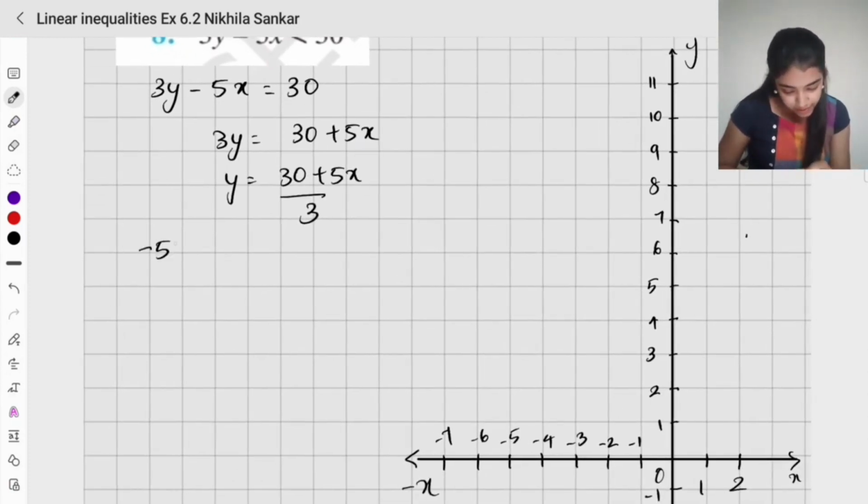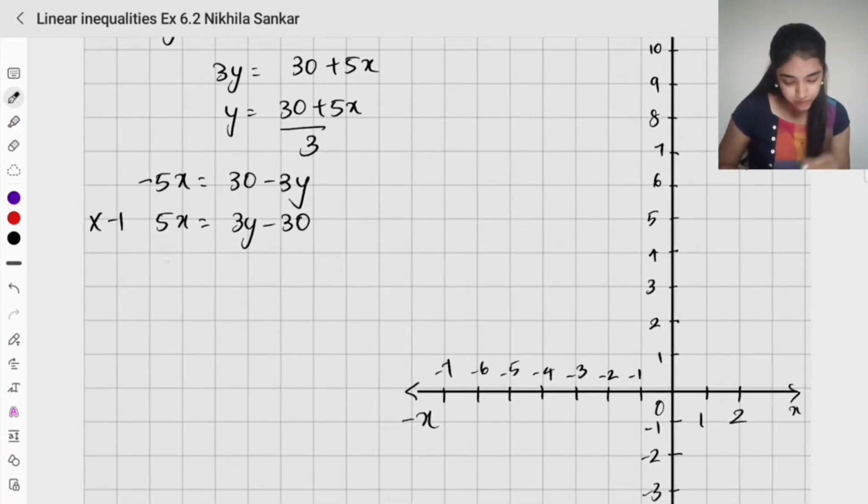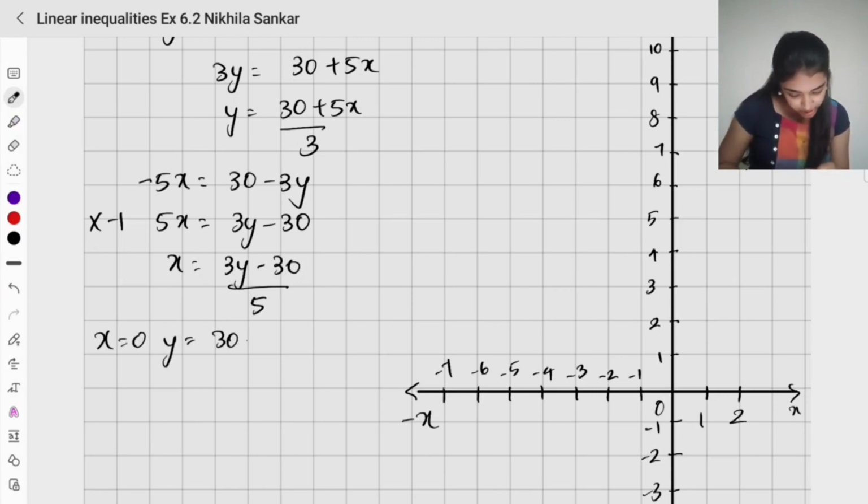So I will have minus 5x equals 30 minus 3y. Minus 1 ஆல multiply பண்ணா 5x equals 3y minus 30. The sign just reverses. Correct? இப்போ x is equal to 3y minus 30 the whole divided by 5. இப்போ x க்கு 0 substitute பண்ணா y என்னாகும்? y is going to be 30 plus 5 into 0 divided by 3. 30 by 3 is going to give me 10.